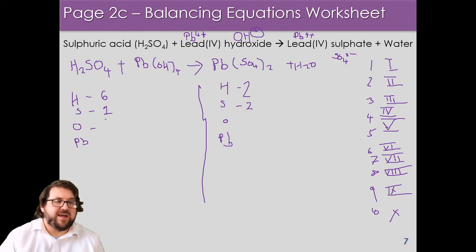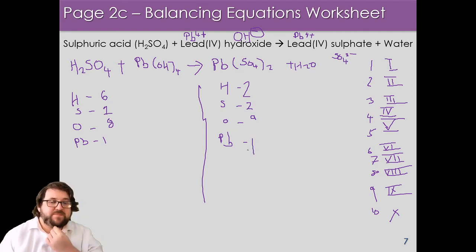Oxygens, ooh, quite a lot on this side. We've got 4 in the H2SO4, and then 4 lots of OH means that I've got 4 there for a total of 8. On this side, I've got SO4 twice, so I've got 2 lots of 4 is 8, plus this 1 over here for the water is 9. And finally the leads, I've got 1 on this side and I've got 1 on that side.